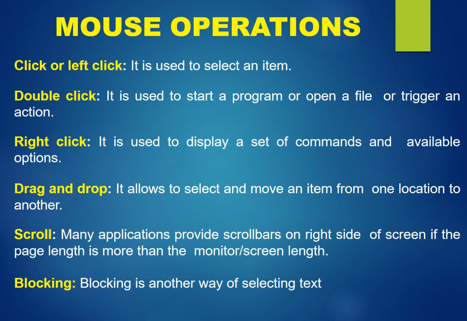Blocking. Blocking is another way of selecting text. It is used to select text that needs to be edited or formatted. Click at the beginning of the word or sentence and hold down the left button, then drag along the text and see it being highlighted in black. At the end of the text or sentence, release the left button.